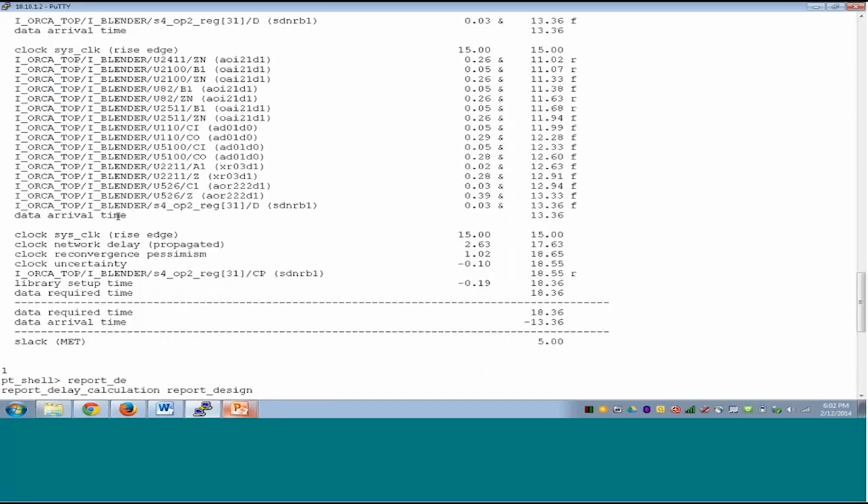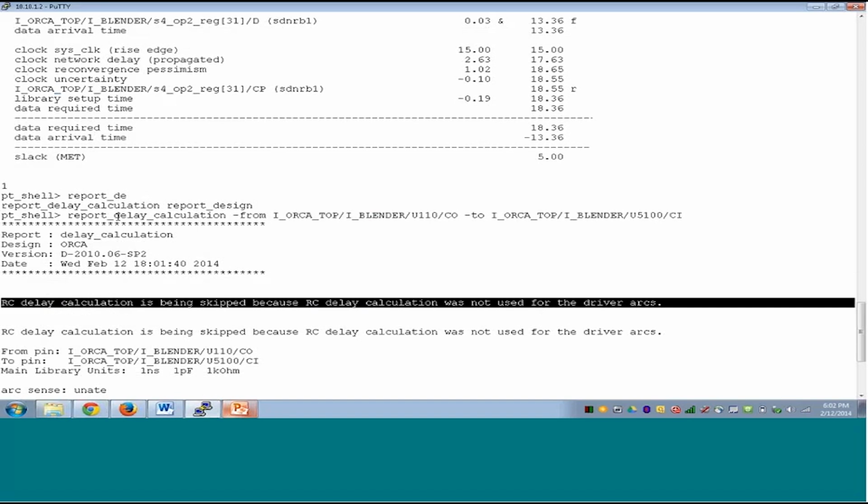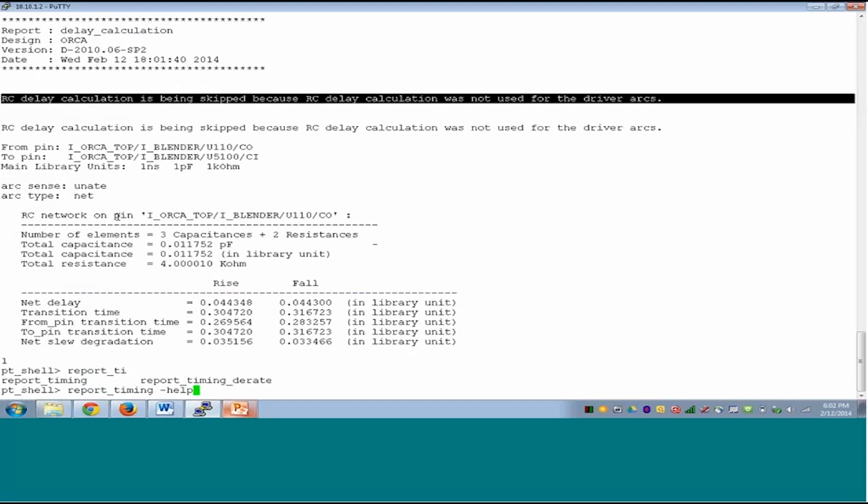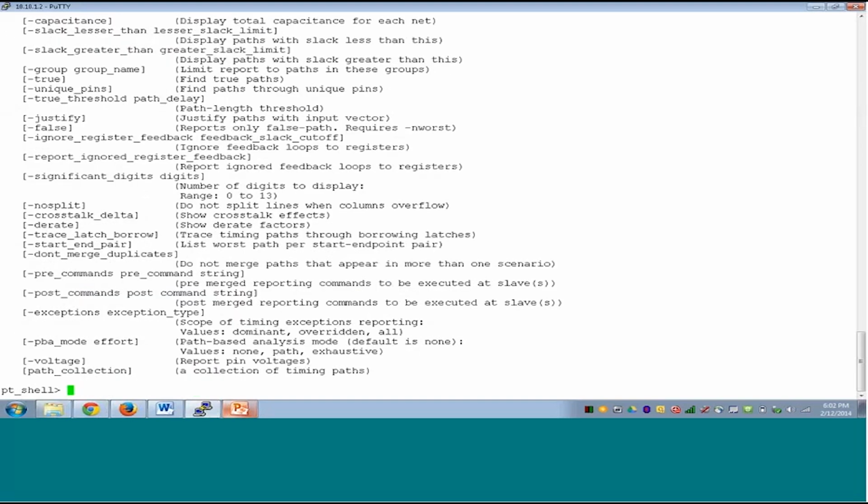So for any section of the circuit of the design, you can do a delay calculation by using the report delay calculation. Now let's look at one more option in report timing. Report timing has, I guess, the most number of options. So there is something called PBA mode. This is what we discussed.